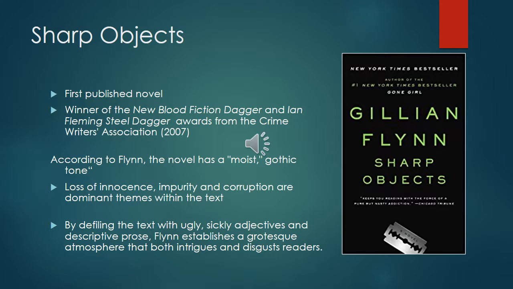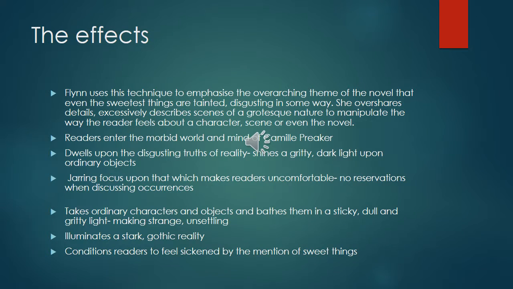By defiling the very prose of the narrative with ugly adjectives, Flynn injects the dark, grotesque impureness of the story into the story itself. Flynn uses this technique to emphasize the overarching theme of the novel that even the sweetest things are tainted in some way. Flynn overshares details and excessively describes scenes and characters in a grotesque nature, even a sexual nature, to manipulate how the reader feels about a character, scene, or even the novel.